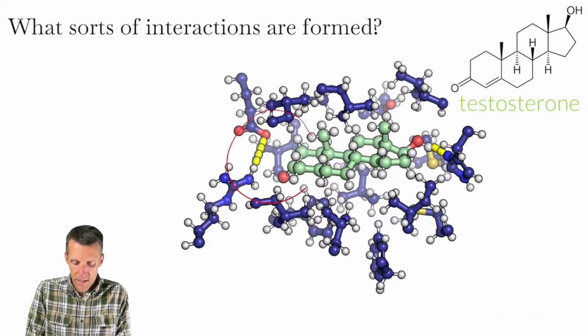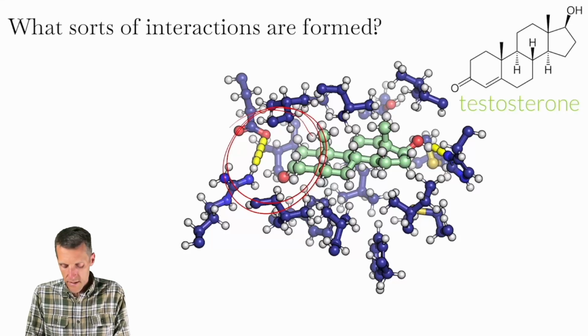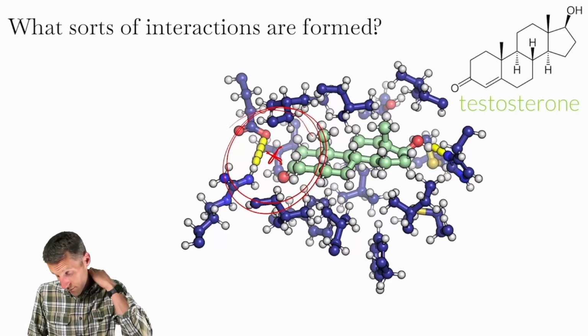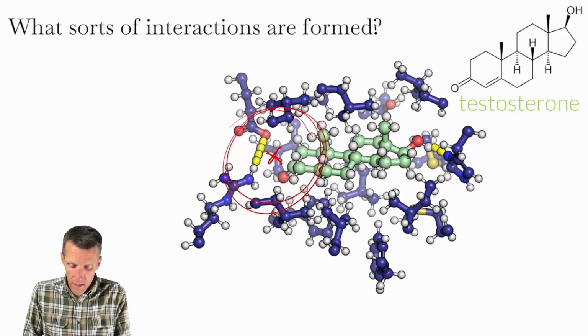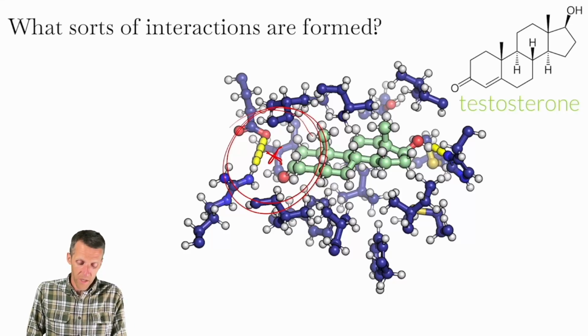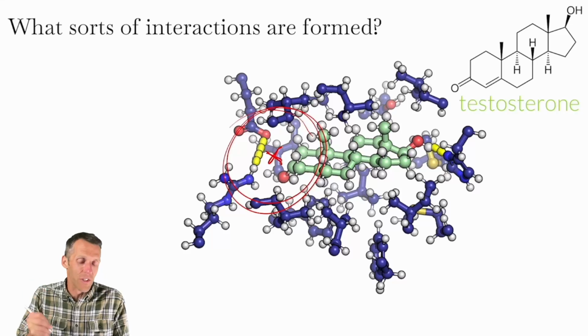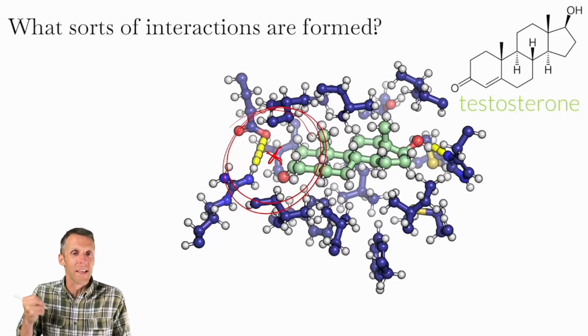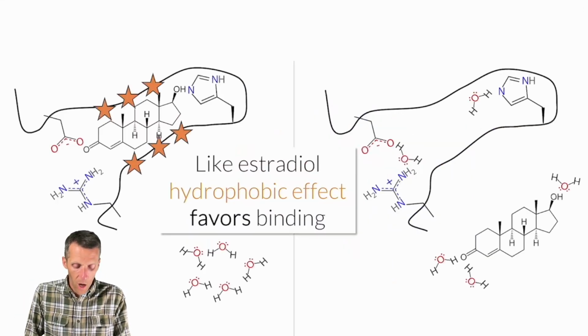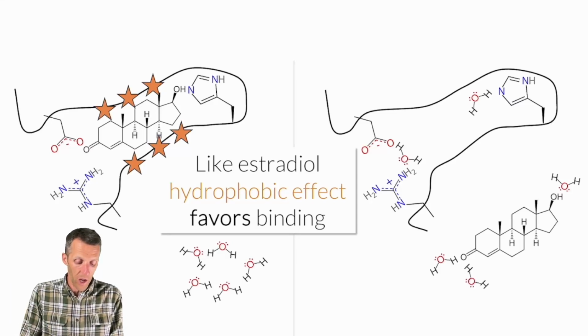And what I notice is a big difference right here, right? Because of the geometry of this, it's not able to form the hydrogen bonds that estradiol does to that aspartate and arginine. Sorry, glutamate and arginine. It lost hydrogen bonds. That's the key point. And so let's do one of these diagrams we did for estradiol binding.